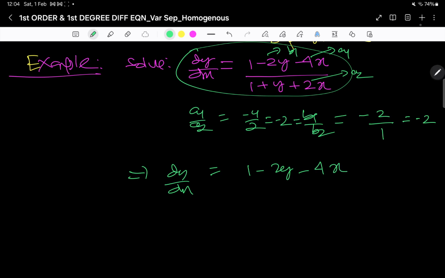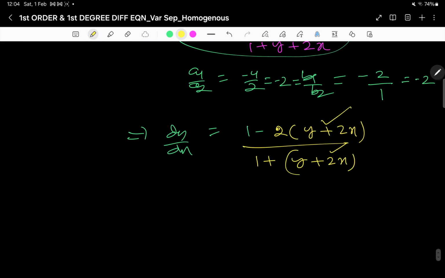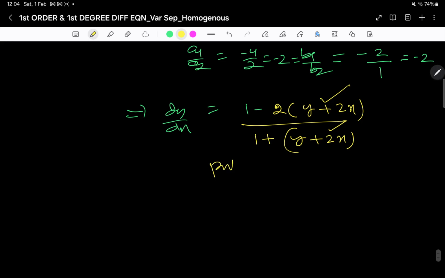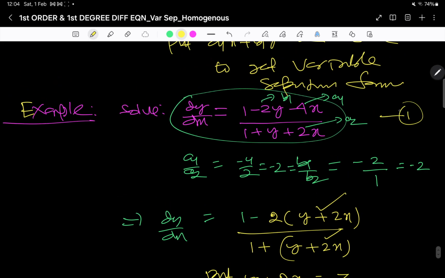So I can take minus 2 common here, it is y plus 2x, and in the denominator it is 1 plus y plus 2x. You see now this and this are the same thing, or it may be a multiple of that. So you put y plus 2x is equal to some z. If you differentiate it, dy by dx plus 2 is equal to dz by dx. So that means dy by dx is equal to dz by dx minus 2. So let it be my equation 1.